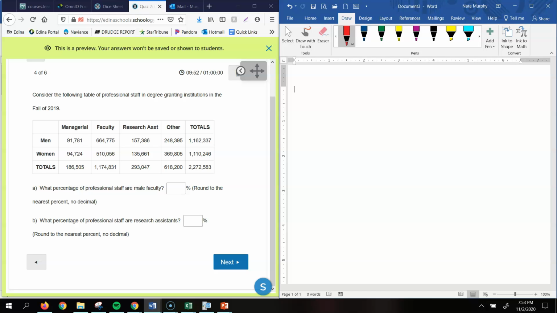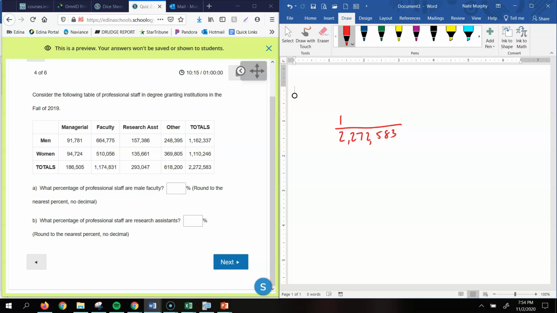Okay, so what percentage of professional staff? So the professional staff is all of these. So here our denominator is going to be out of all the professional staff. So out of the 2,272,583, what percent are male faculty?